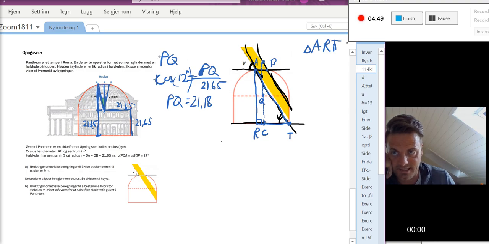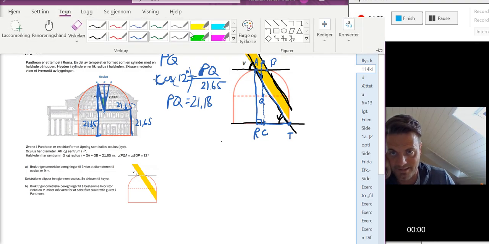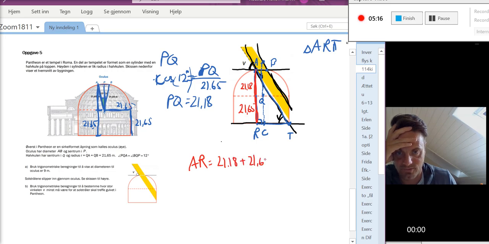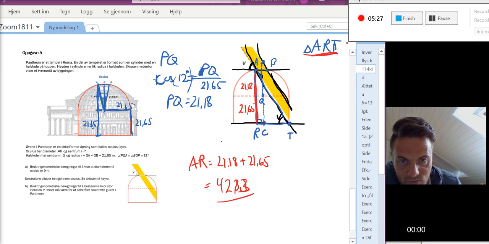So this side, I think I need another color here. Let's take a red one. So this side here is 21.18, and this side here is 21.65. So this side here in the triangle, which I call AR, is 21.18 plus 21.65, which is 42.83. So now I have one side in this triangle I'm talking about here.